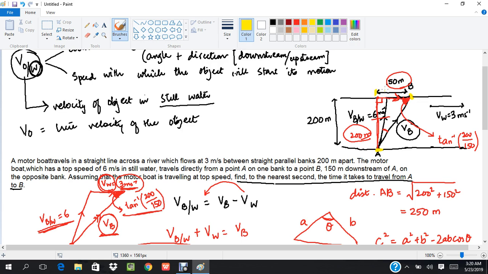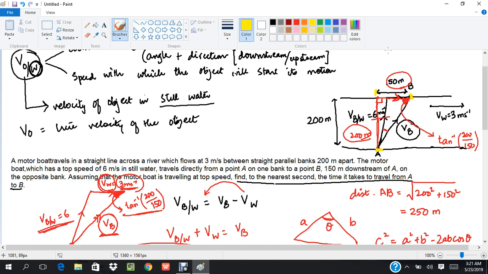which is 150 meters. We know this is given in the question. And the third line, obviously, is a line connecting A to a point opposite to point A on the opposite bank. And we know that that distance is 200 meters. Then, using the Pythagoras theorem, we found the distance AB, which came out to be 250 meters.